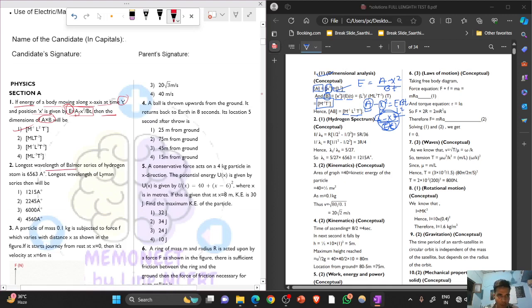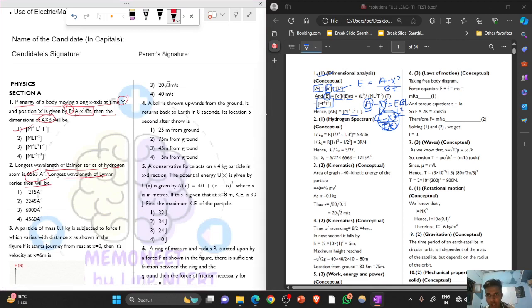The longest wavelength of the Balmer series of hydrogen is this. It is talking about the longest wavelength. The longest wavelength of the Lyman series. It is asking about the Lyman series. Okay, it's a simple theoretical question. You just need to understand it and find the longest wavelength of the Lyman series.